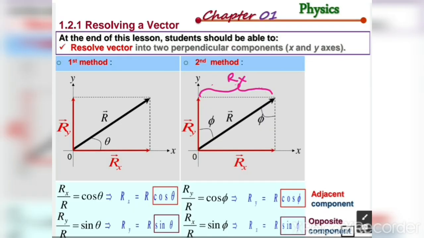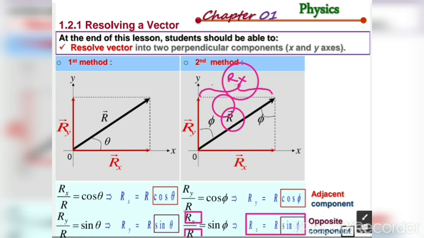For sin phi, we know that sin phi is opposite divided by hypotenuse. So for sin phi, it is Rx divided by vector R. So for the Rx, we get R sin phi.